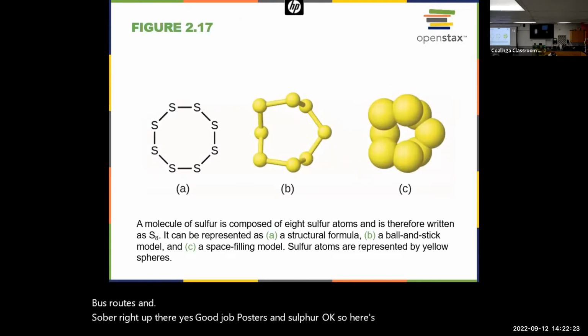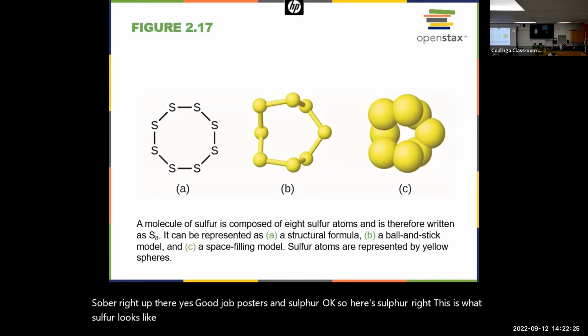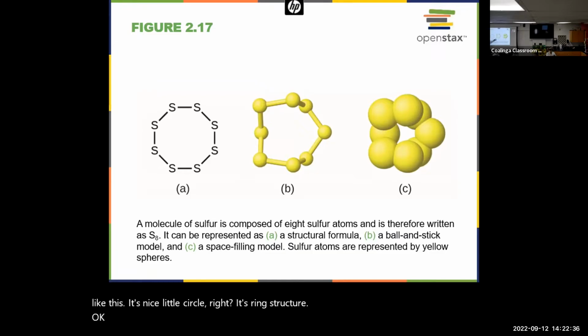This is what sulfur looks like normally. When it's bonded to itself, it's bonded like this. It's a nice little circle, right? A string structure. This here's the ball and stick model of it. This is the space filling model of it.